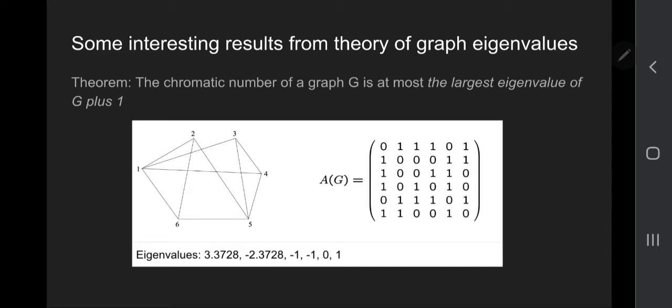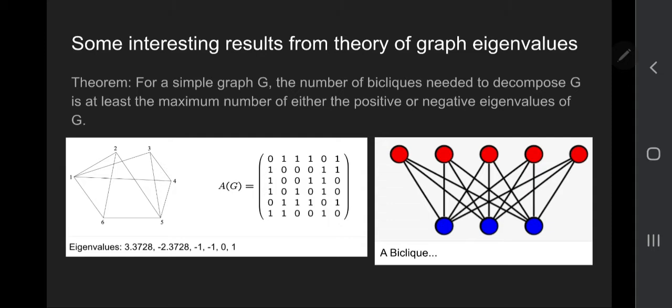At least to me, this is really fascinating because we have a quantitative value associated with the graph, namely its highest eigenvalue, and we don't even need to look at the graph, and just from this quantitative value we know something qualitative about it, namely its chromatic number. And so at least that's very fascinating to me.